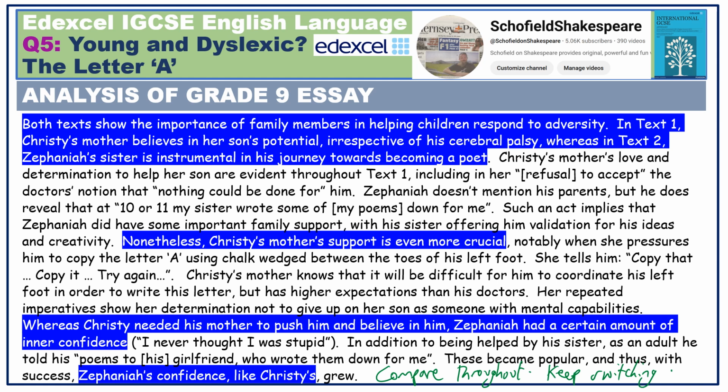Note also the whereas structure late on within the paragraph. "Whereas Christie needed his mother to push him and believe in him, Zephaniah had a certain amount of inner confidence." Finally, there is also the like structure. "Zephaniah's confidence, like Christie's, grew."